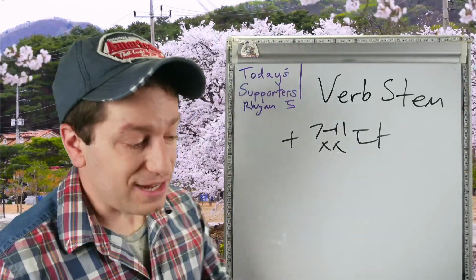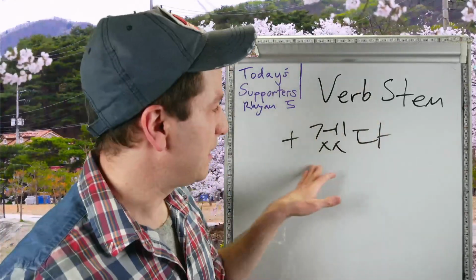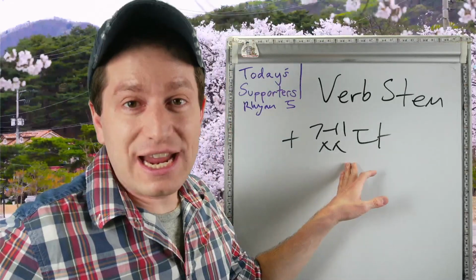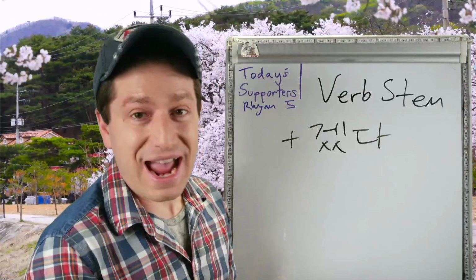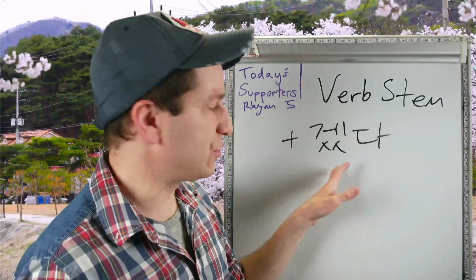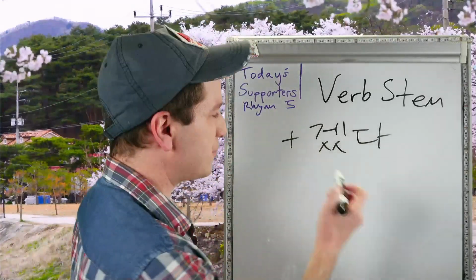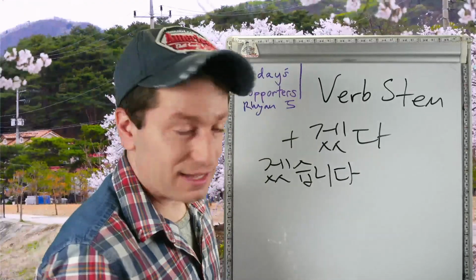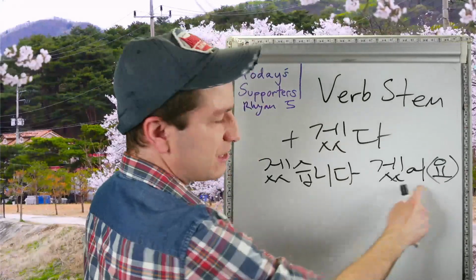There is another future tense form though that you also need to know. The way to make it is you take a verb stem just like before and you attach 겠다. But then you have to conjugate 겠다 like a regular verb. So you can get a variety of different endings with this. If you're speaking in plain form, it will just be 겠다. If you wanted to use a more formal style of speaking, it can be 겠습니다. Or you could also use the yo form, 겠어요 or 겠어.